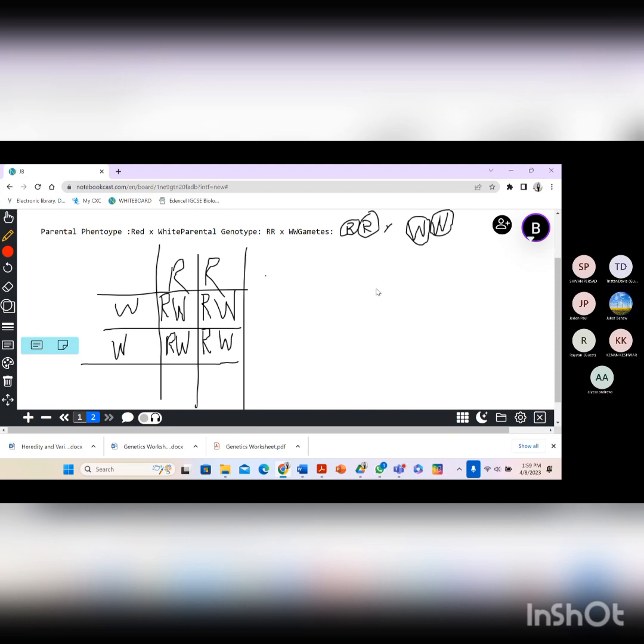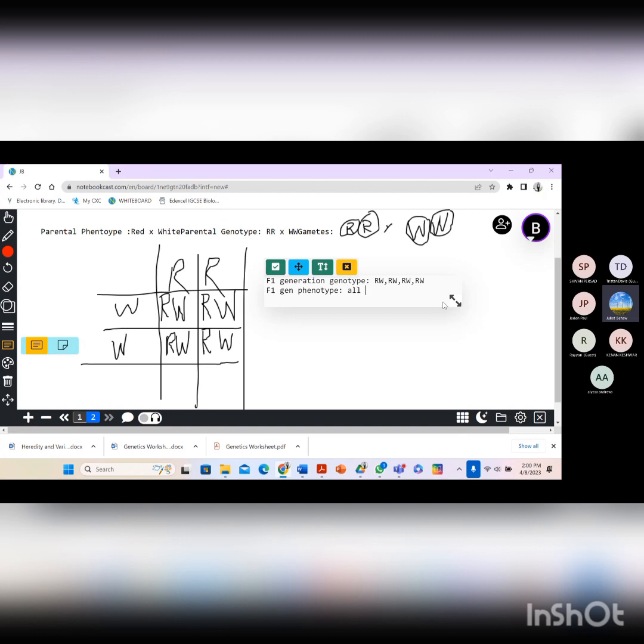So you have F1 generation genotype. And you just list it out. So all of them is RW. So I'll just put RW, RW, RW, RW. Then we have F1 generation phenotype. So in this case, I'll put all.